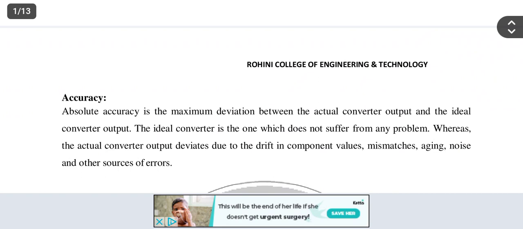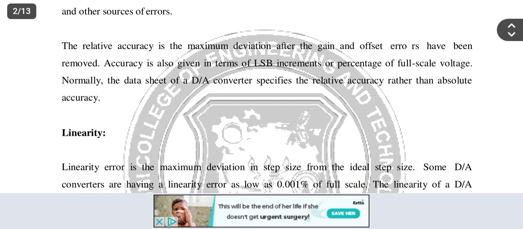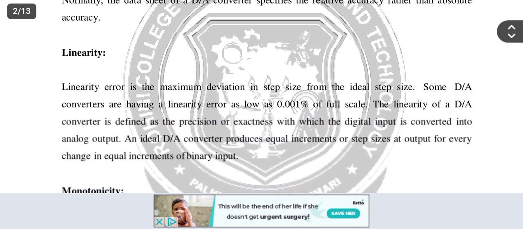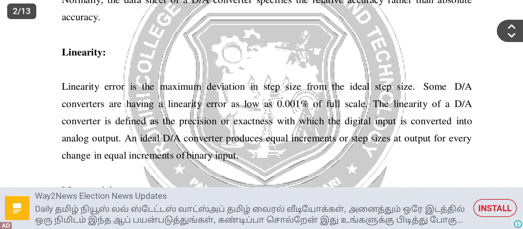The second parameter is accuracy. Absolute accuracy is the maximum deviation between the actual converter output and the ideal converter output. The relative accuracy is the maximum deviation after the gain and offset error have been removed. Then linearity. Linearity error is the maximum deviation in step size from the ideal step size.